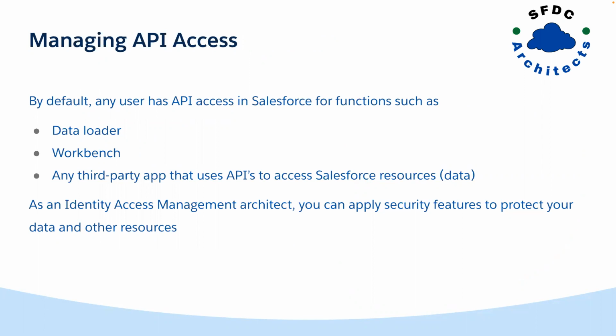So, managing API access. By default, in your Salesforce org, any user has access to API access. And some of that makes sense because if you want them to have access to Data Loader, Workbench, or any third-party app that uses API, you want them to be able to access that data. But really, when you think about it from an identity and access management perspective, you really want to make sure that you have the right level of access for your users.